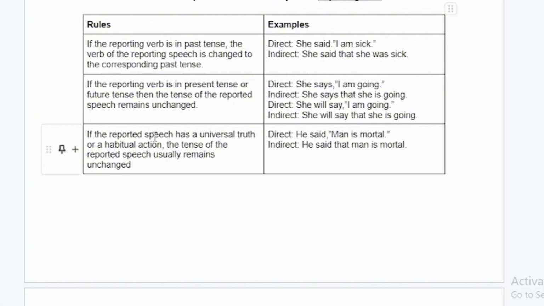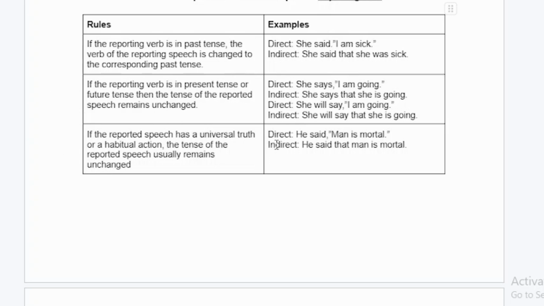If the reported speech has a universal truth, keep this in your mind, or a habitual action, two things, universal truth or habitual action, the tense of the reported speech usually remains unchanged. So there is again the same thing which we learned over here. The same thing is going to repeat over here.